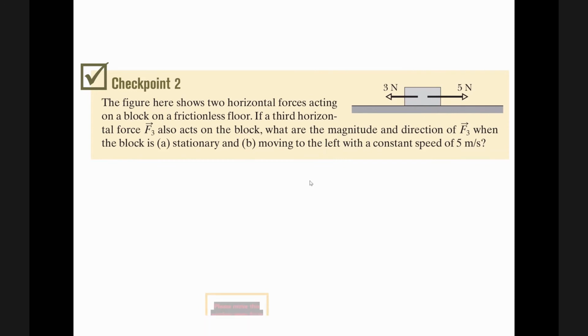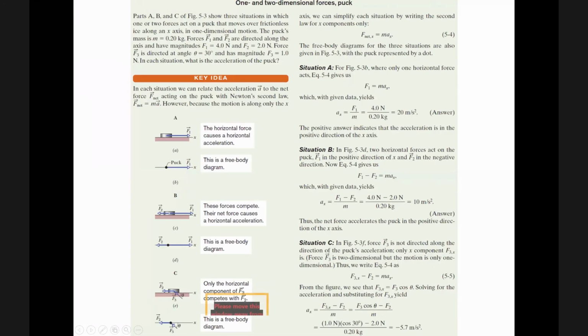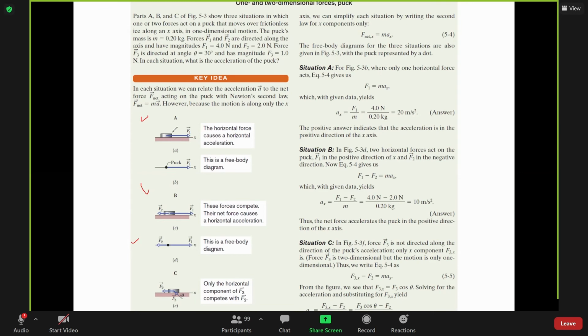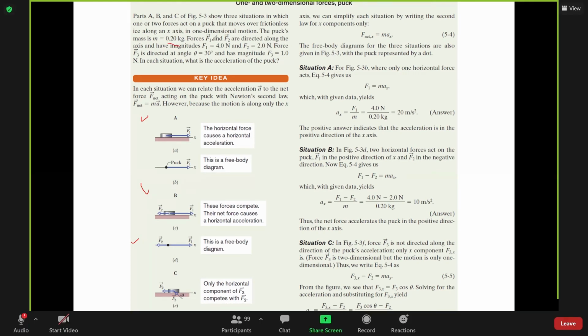These are foundational things, but we need to understand them, guys. Okay, let's take this extended example. Two forces act on a puck that moves over frictionless ice. Frictionless ice means there is no friction. The puck's mass is 0.2, so he gave you the mass. The forces F1 and F2 are directed along the x-axis and have 4 Newton or 2 Newton.